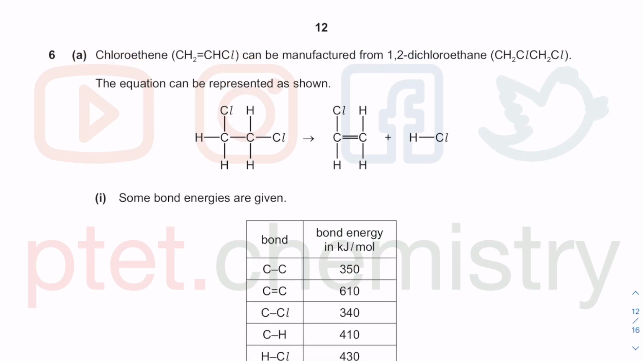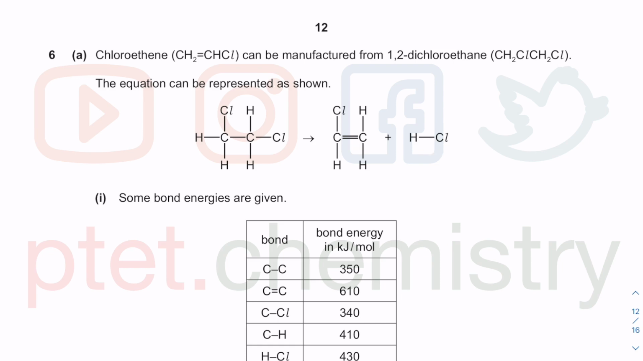Question number 6, we have these chloroethenes. Chloroethene looks like the alkene ethene, but one of the hydrogens gets replaced by chlorine, and you can get it from this reaction, giving you this alkene and kicking out HCl.